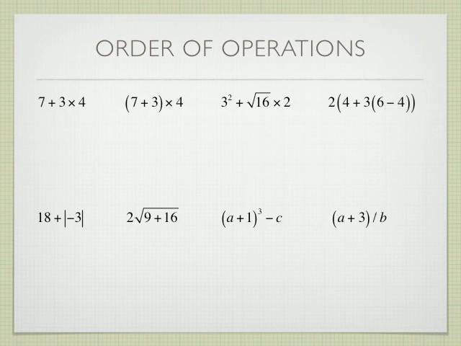7 plus 3 times 4. Do our multiplication first and then our addition. 7 plus 3, we do inside the parentheses first and then our multiplication.